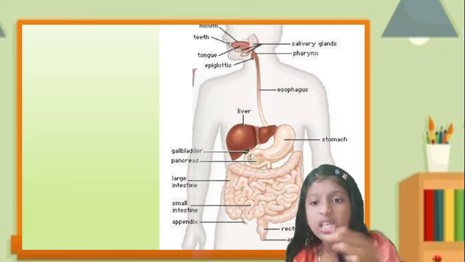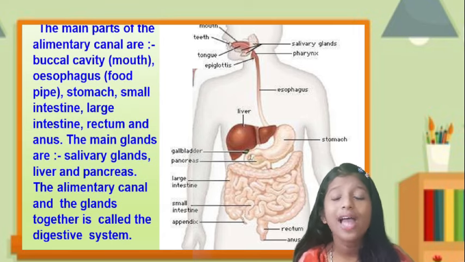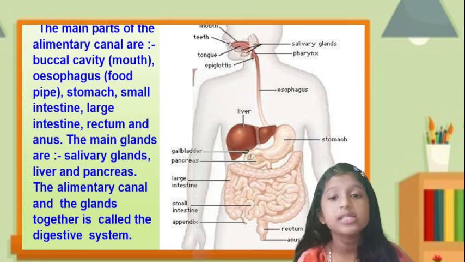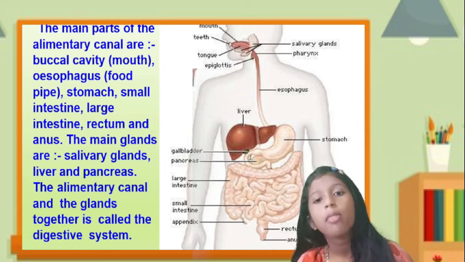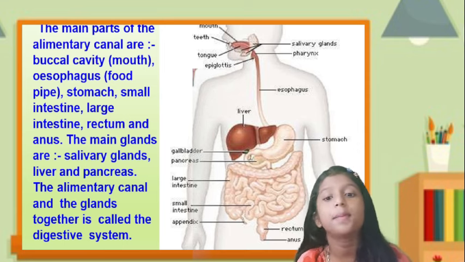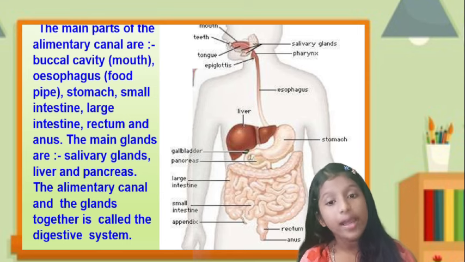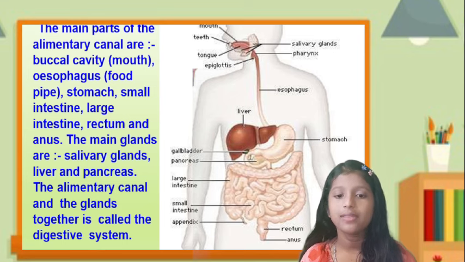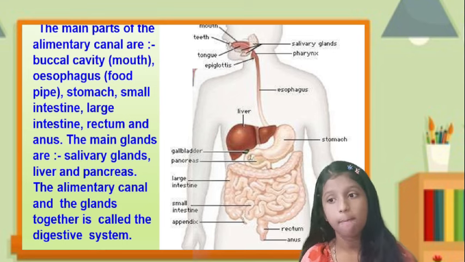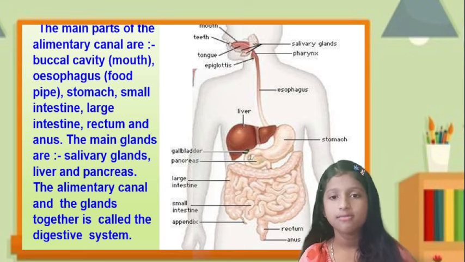And what are the uses, you will be thinking? I'll tell. Now, the main parts of the alimentary canal are the buccal cavity, mouth, esophagus, also known as the food pipe, stomach, small intestine, large intestine, rectum, and anus. The main glands are the salivary glands, liver, and pancreas. The alimentary canal and the glands together are called the digestive system. It means all those systems make a digestive system.